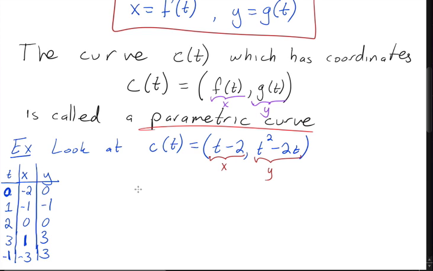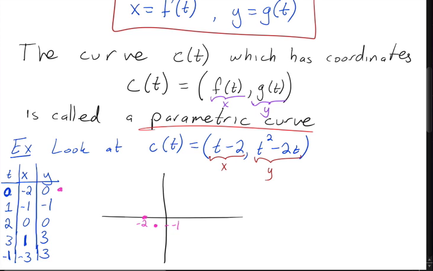Okay, so let's see if we can at least somewhat see what this looks like. Let's plot these right here. When t is equal to 0, x is negative 2, y is 0, so that's right here. My next point is negative 1, negative 1, so that's down here. That's my second point.